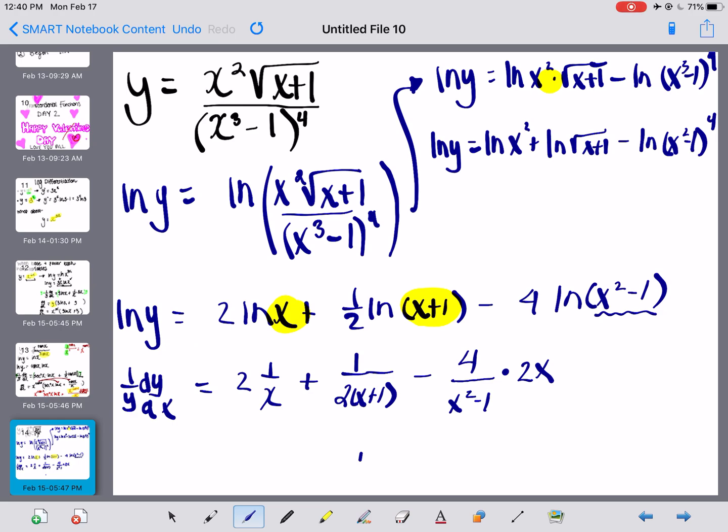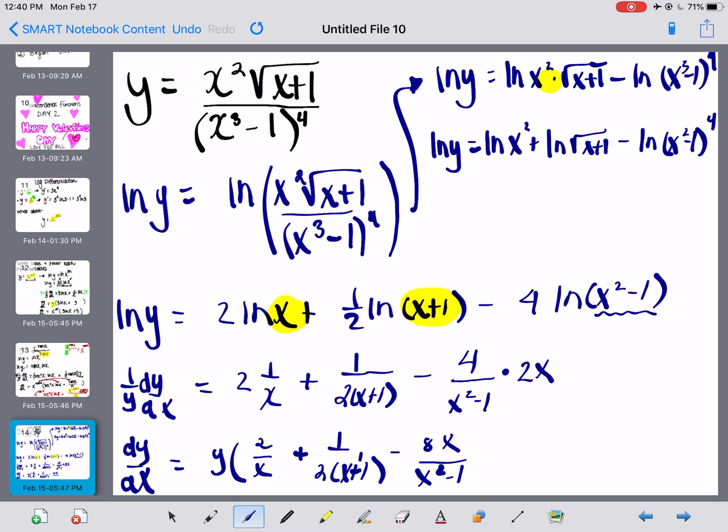Clean it up a little bit. dy dx equals y times 2 over x plus 1 over 2 times x plus 1 minus 8x over x squared minus 1.